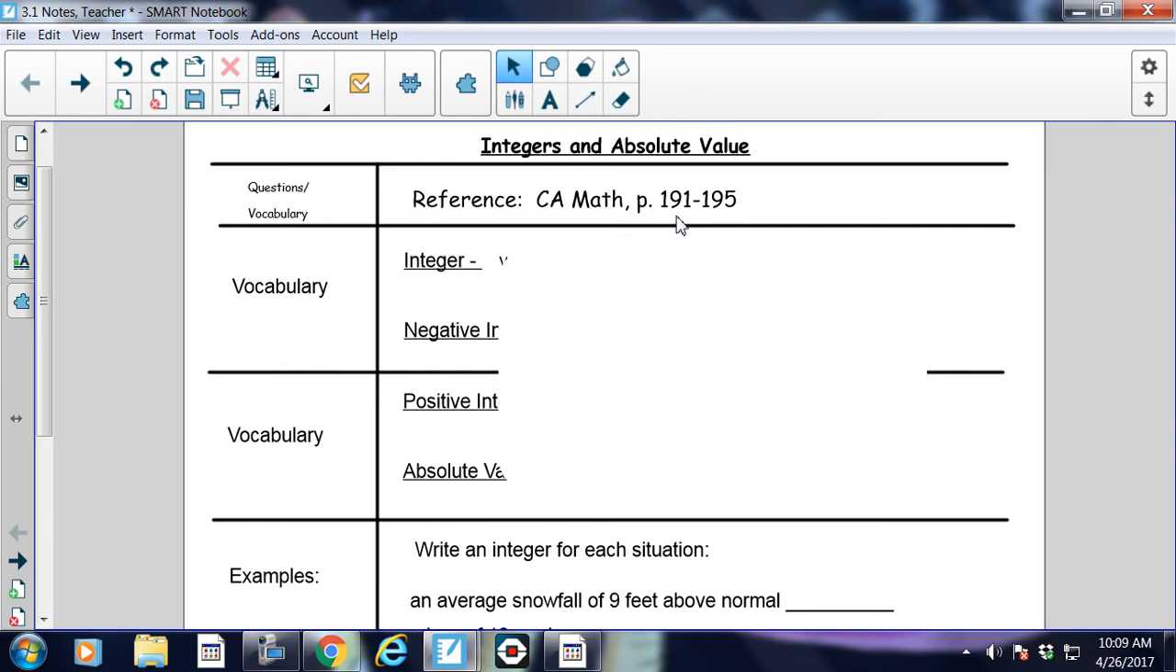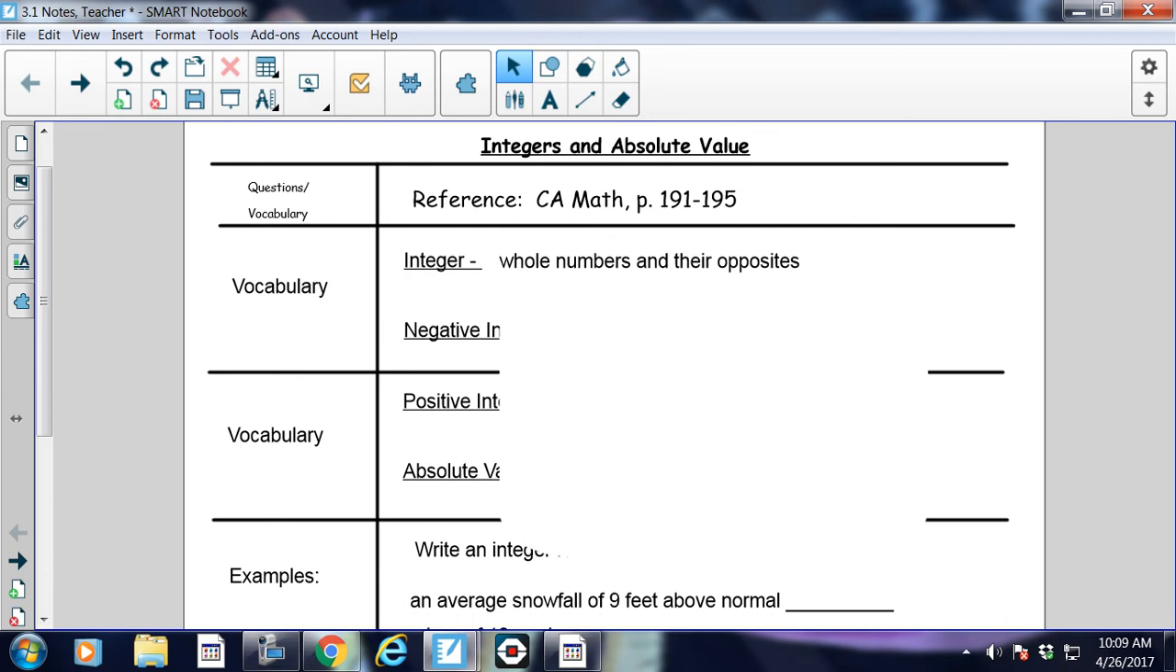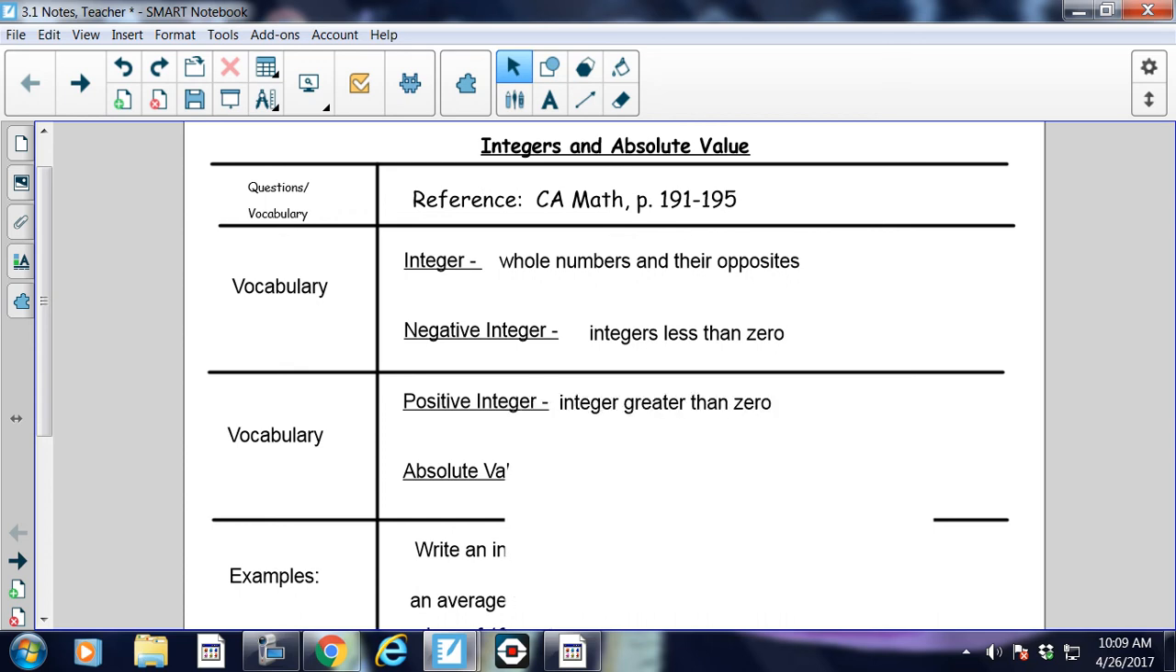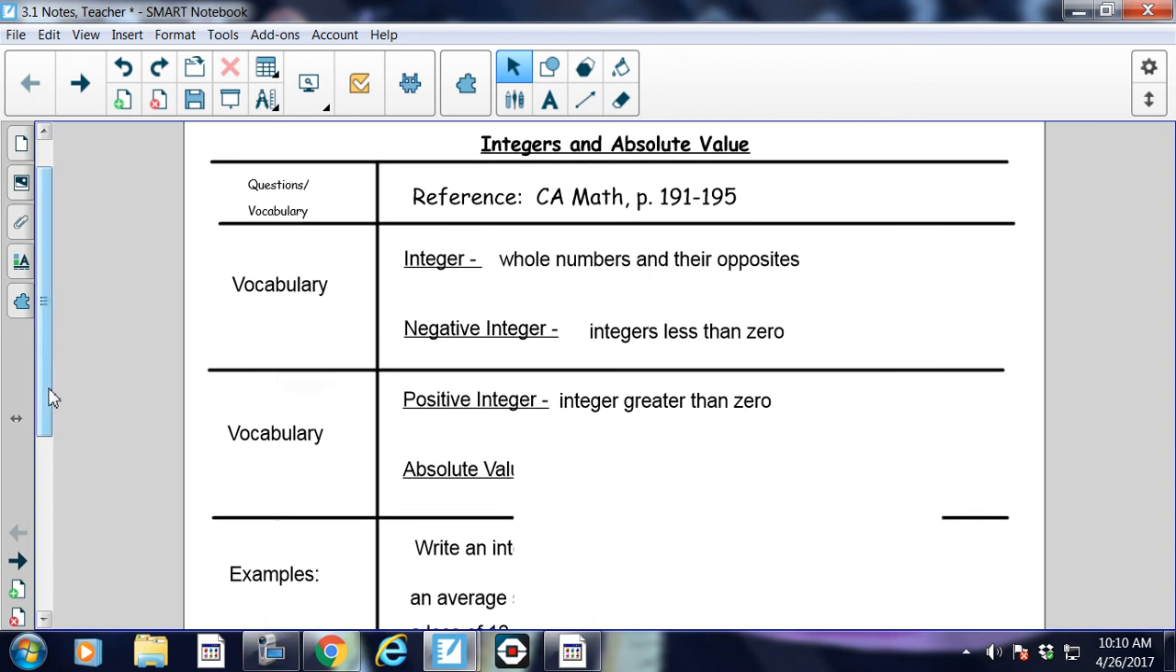So, quick review. Integers are whole numbers and their opposites. So a fraction is not an integer. That's the next chapter, when we get into rational numbers. Negative integers are integers that are less than 0, to the left of 0 on the number line. Positive integers, obviously, are integers that are greater than 0. So when they're talking about a negative integer, they want something that has a negative sign in front of it.